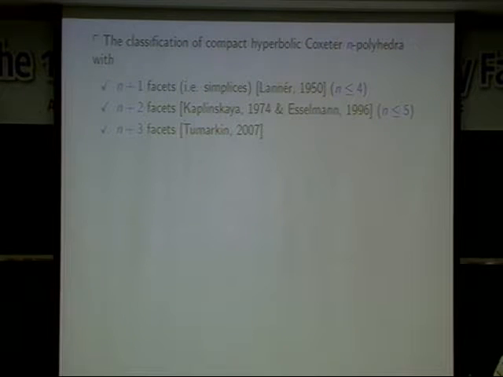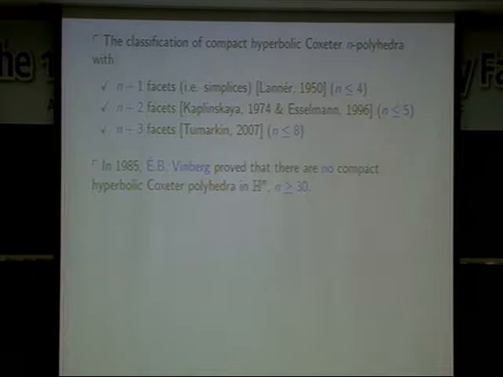Also, we can continue, but still, as the number of facets increases, the combinatorial structure is more complicated. So still they get the n plus 3 facets, and also the dimension is less than or equal to 8.